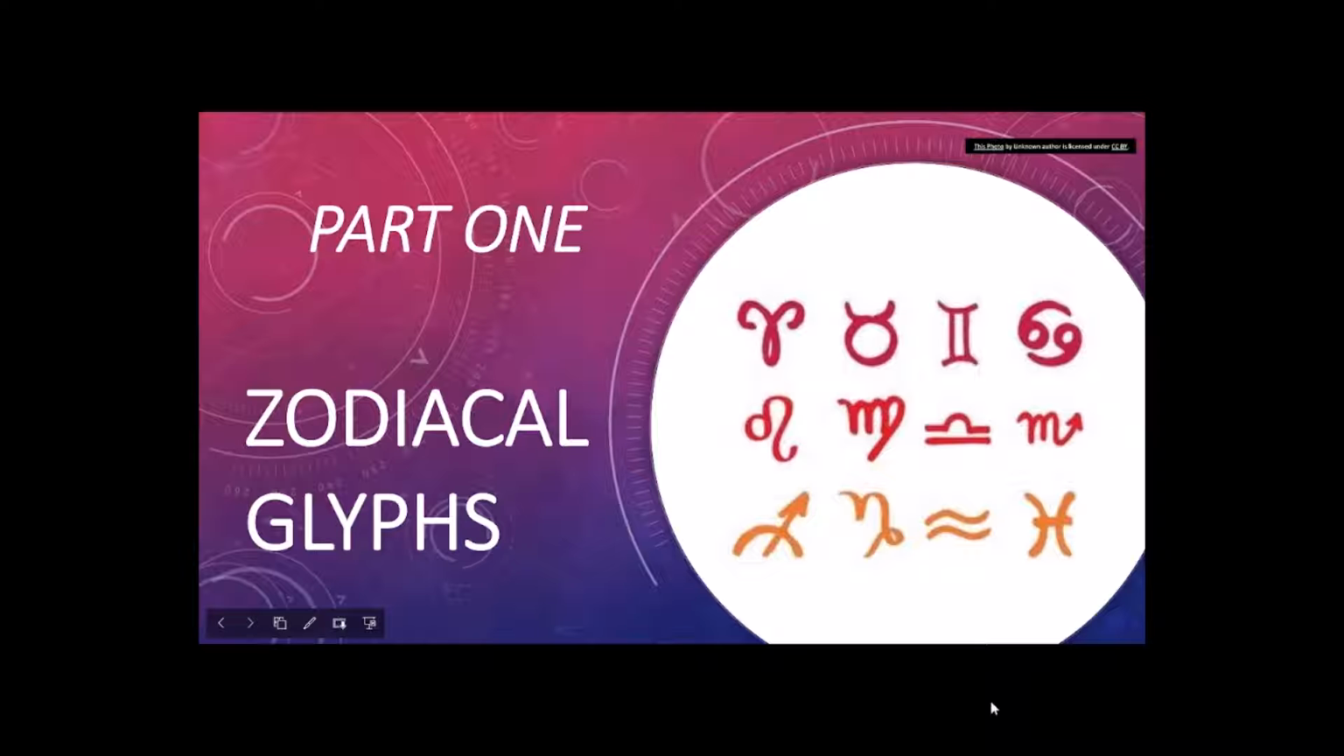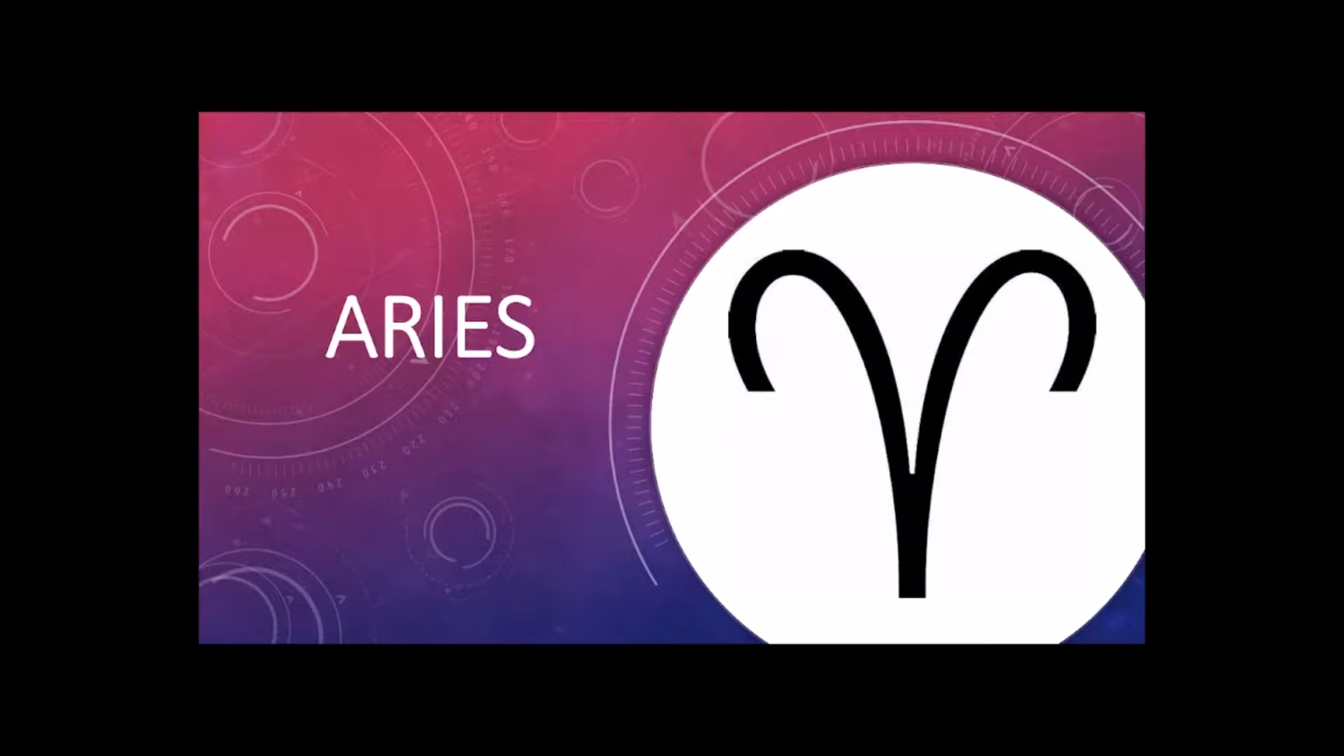So for this lesson, this video, we're just going to cover the zodiacal glyphs, and I'm going to try to explain and give little mnemonic devices, or just show you the glyphs by sign and talk about them to help you remember and help increase familiarity. That's what I want. All right, let's start with Aries.